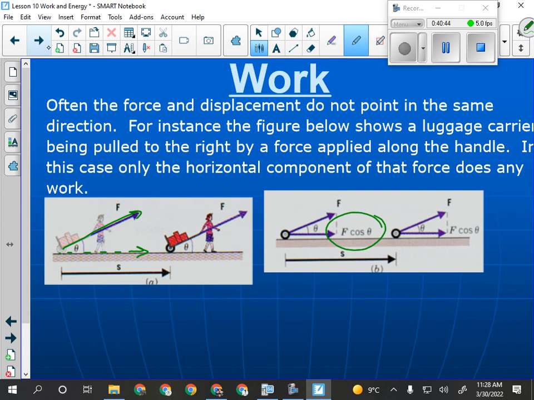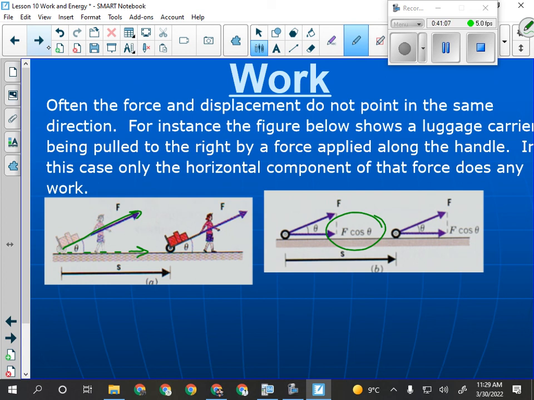So, what if I roll this thing at a constant velocity? What if I don't accelerate it? Do I still do work? Yes. Against the force of friction, exactly. Okay, I still have to overcome the force of friction. I'm still going to be exerting a force through a distance.